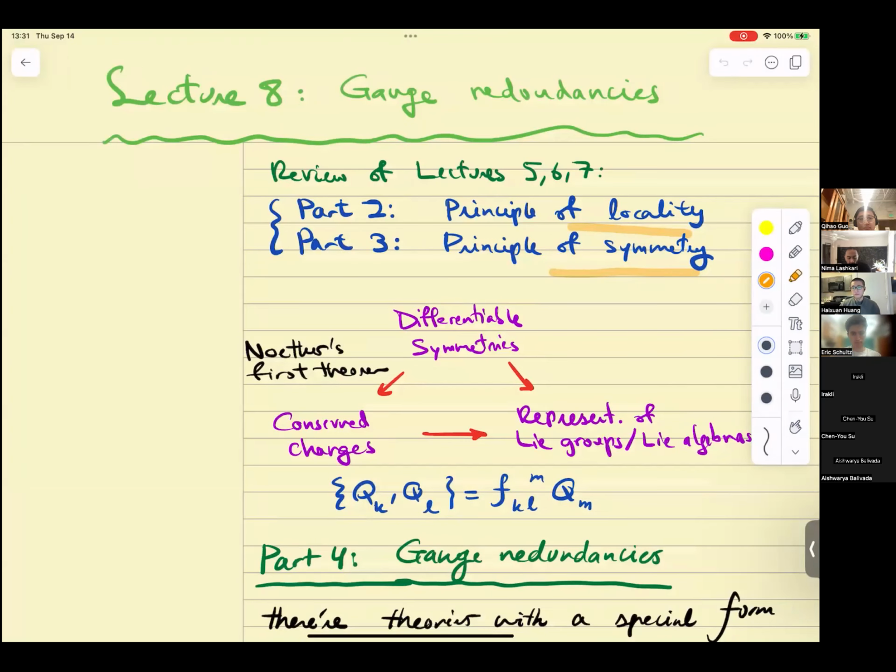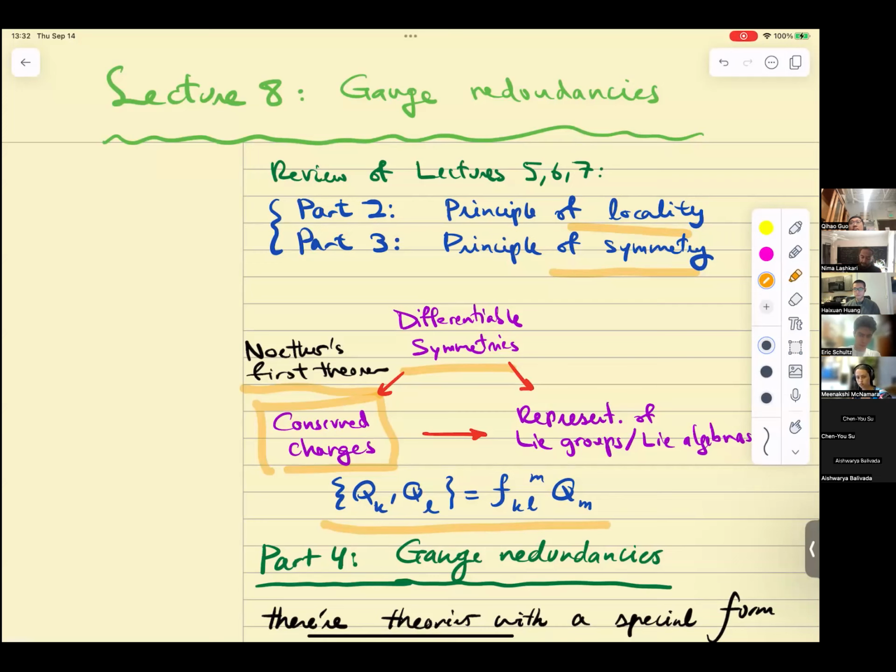Okay. Yeah, we talked about the differentiable symmetries of the action, and we said that Noether's first theorem gives us conserved charges. And then we also said that every time you have a bunch of symmetries, they form a group, and the group you could represent either in the field space or in the Hilbert space. And then in the case of Hilbert space representation, we said that the representation has to be unitary or anti-unitary, and that was the well-celebrated Wigner's theorem.